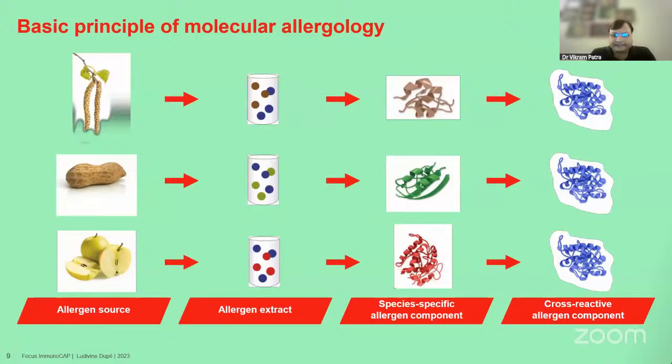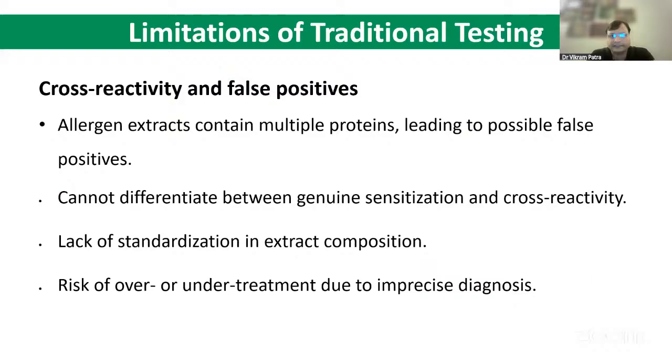So what is basically component resolved diagnosis? If we take the allergen source, when we extract it, that is the allergen extract which we use for skin prick test and serum specific IgE. That extract will have the species-specific allergen component as well as some cross-reactive allergen components. Here, component resolved diagnosis will help. Conventionally, in skin prick test or serum specific IgE against the extracts, they contain multiple proteins leading to possible false positives.